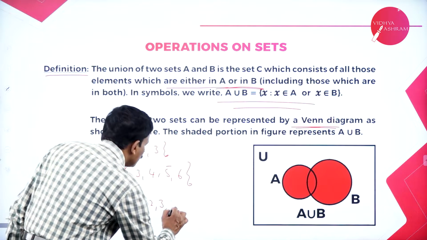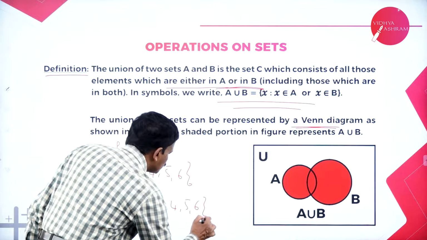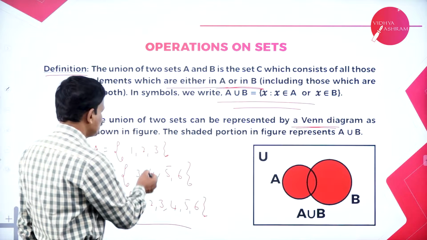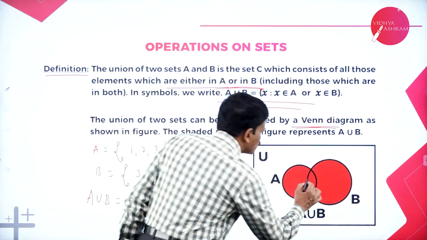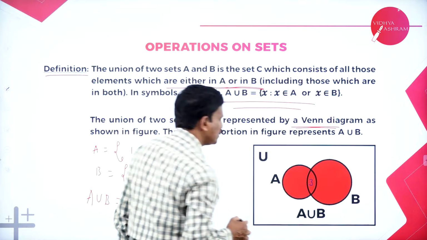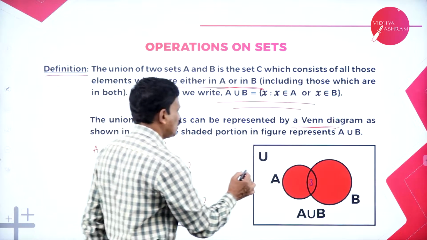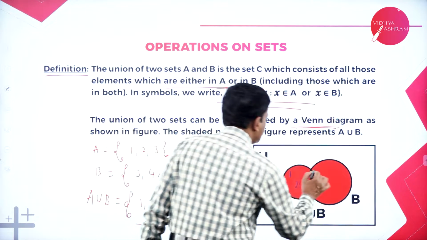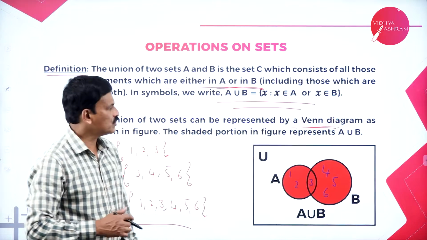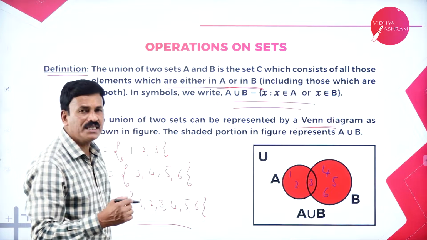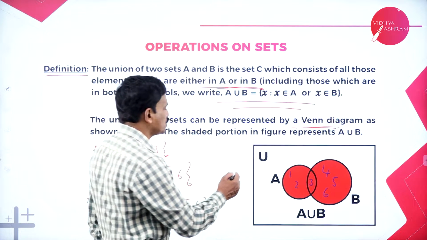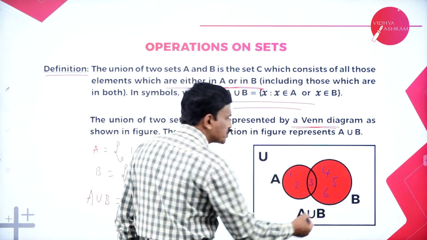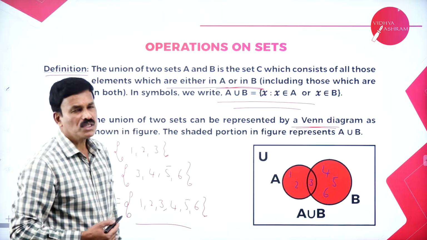3 is already there. We can write 4, 5, and 6. So, here, this is nothing but the element which is common to these two sets are 3. So, here 3 comes here, and the remaining elements, all the elements of A are 1, 2, and 3. All the elements of B are 3, 4, 5, 6. So, the symbolic representation, that is the Venn diagram to represent the union of two sets is 1, 2, 3, 4, 5, 6. Everything comes under this set, that is called the union of sets, the Venn diagram.